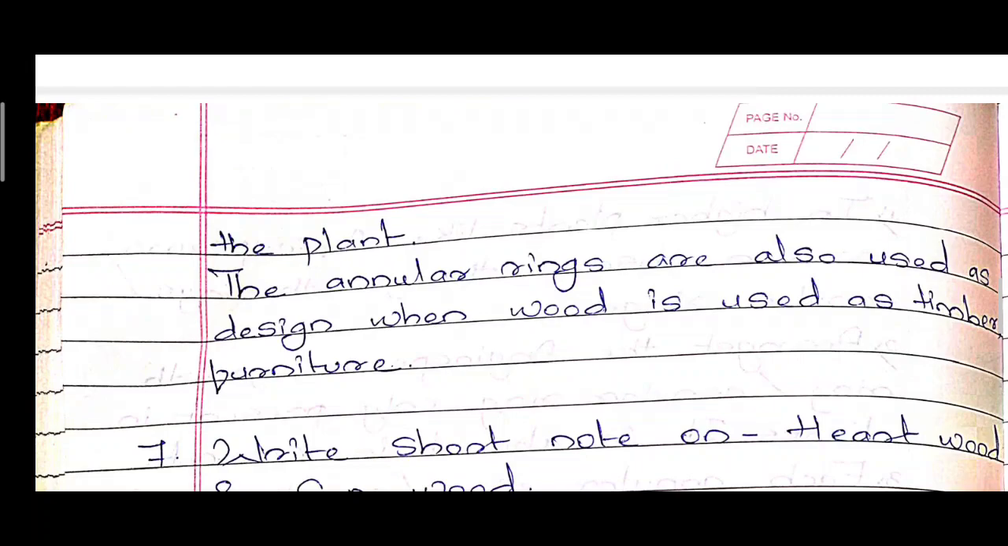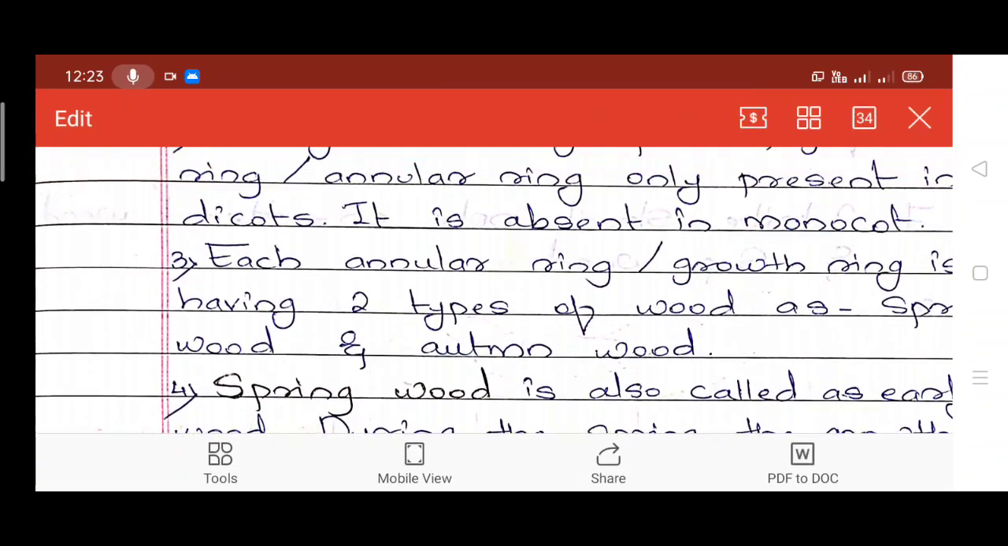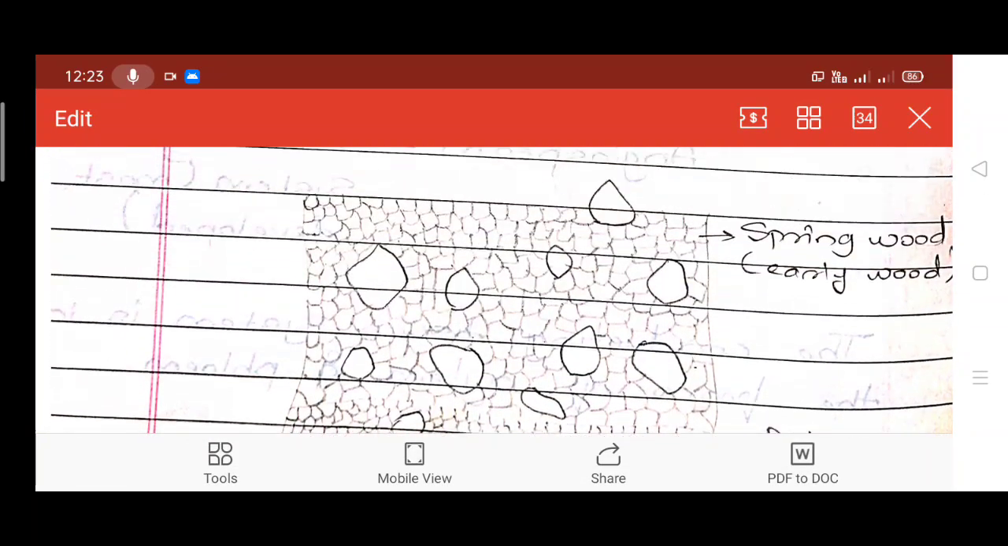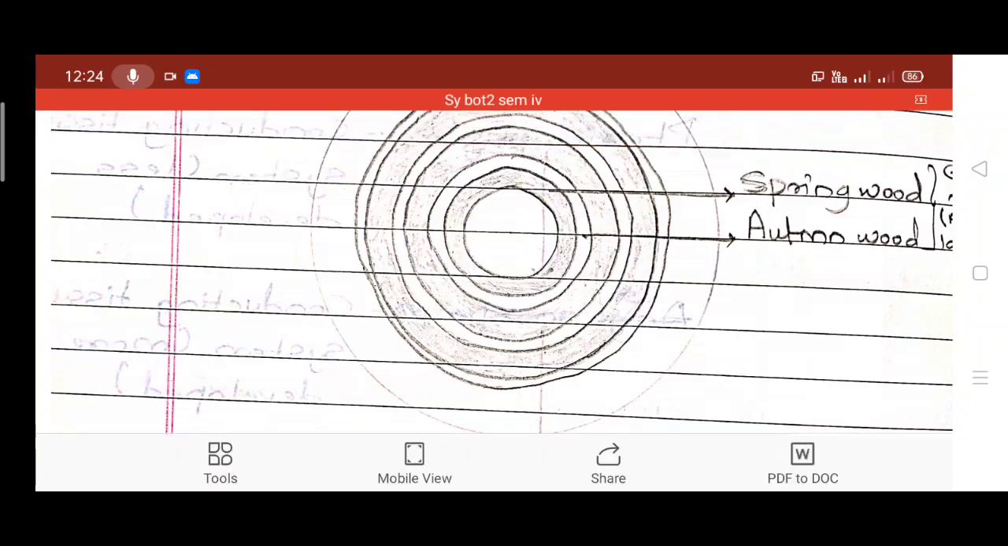Also these annular rings are used in the designs of the wood in timber furniture. In various timber or furniture making, they can use these annular rings to make attractive furniture. So this is about the annular rings. The most important part is that the annular ring is made up of two types, that is springwood and autumn wood. I hope all of you understand these annular rings.